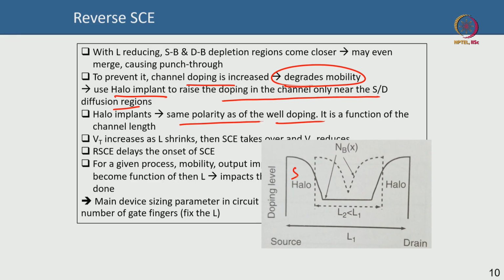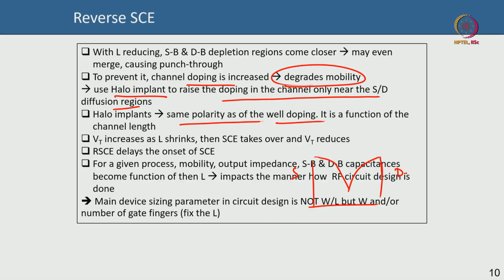So this is your source, this is your drain for instance. Your doping profile is higher towards the source and drain and it is lower in the center. Okay. This is the P type doping, the doping of the same polarity as the well. Your doping profile will be higher towards the source and drain, and in the core of the channel the doping profile will be low. This is called a halo doping. Okay, halo doping.